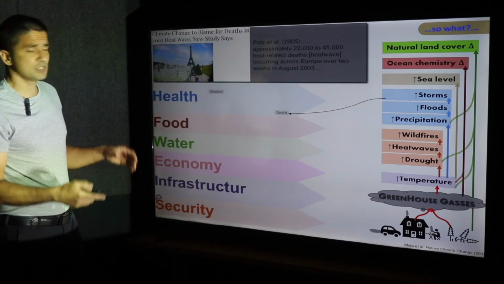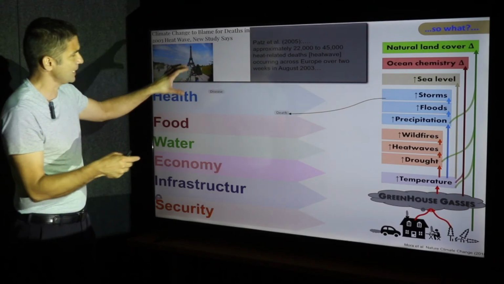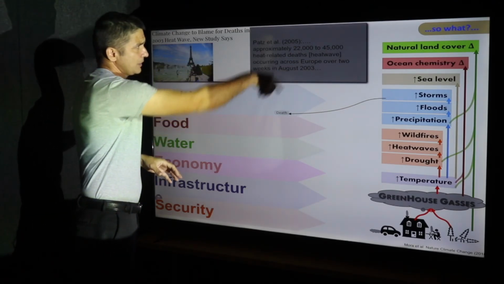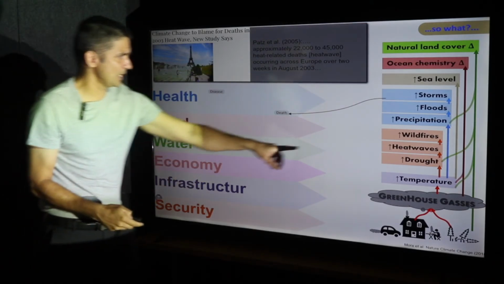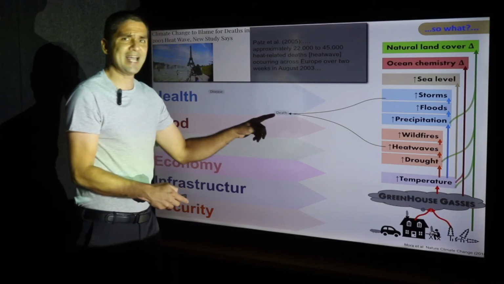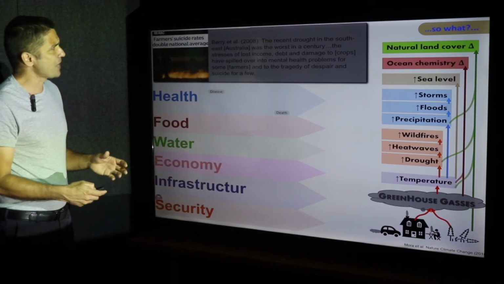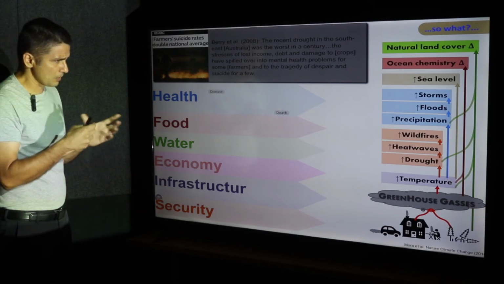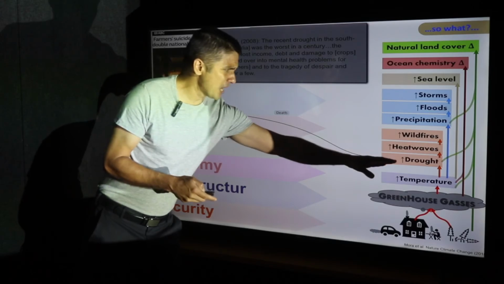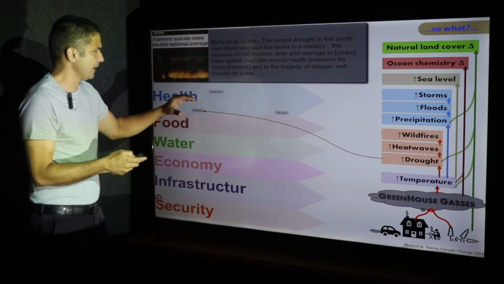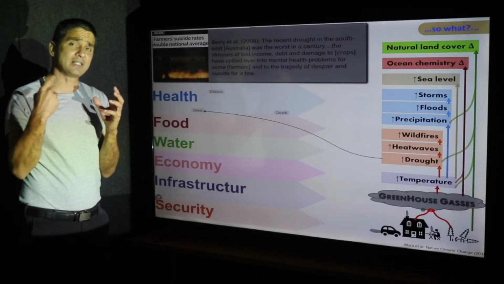Death was also possible via different mechanisms. Like in this example, for instance, we had a heat wave that killed on the order of 22,000 to 45,000 people. In this case, we had heat waves leading to death. This one, in this case, is drought causing the loss of livelihoods for people. So you can see here, drought causing the loss of livelihoods to people, and these farmers are becoming so stressed out that they commit suicide.